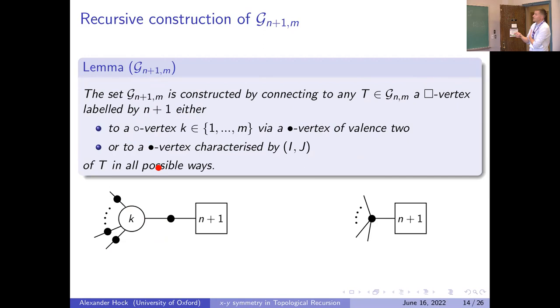Or you can add it to a black vertex directly. So, if you take the set of all trees and you sum over all possible ways to add it to a tree, you get the next set, Gn plus 1m. Okay, this is something you have to prove, just by construction, showing that by this construction all of them are generated and any of them are uniquely generated.